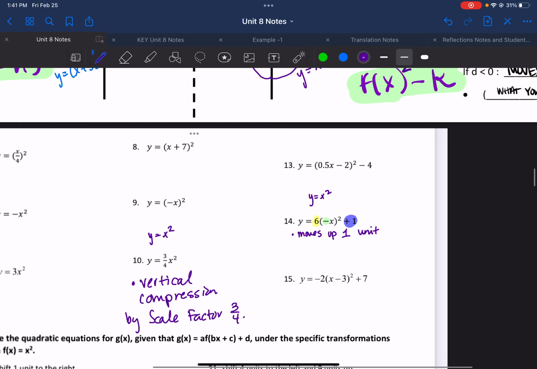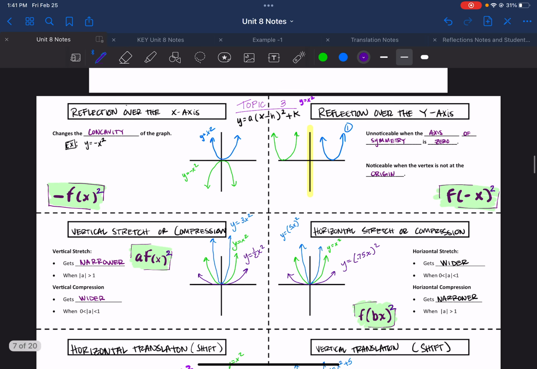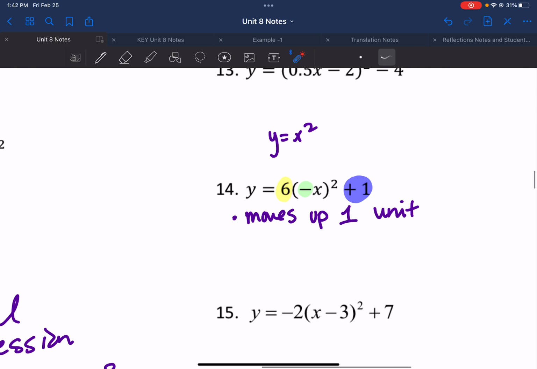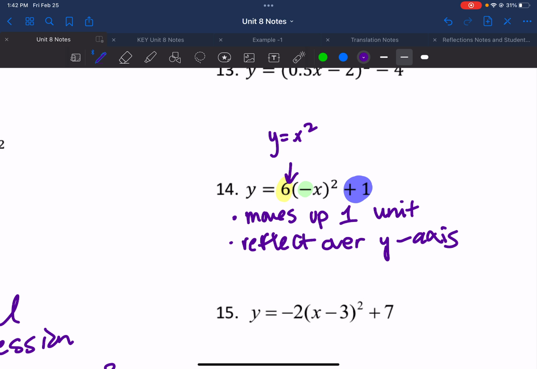All right, so then we have a negative inside my parentheses. The only time I'm dealing with negatives is the very top of this cheat sheet, right? So if I'm multiplying by a negative on the outside of the parentheses, that's a reflection over x. But if I'm multiplying with a negative on the inside, that's a reflection over y. So that means I must have a reflection over the y-axis. All right, so we say reflect over y-axis.